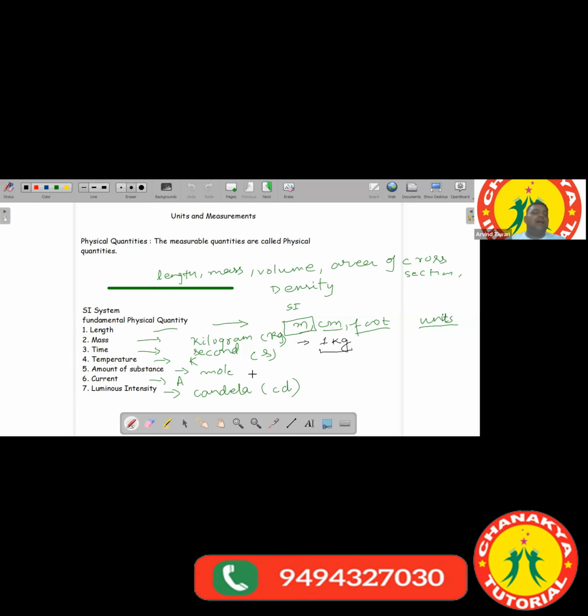So these are all SI system of units, and here we see that all the units, everything, they are standardized. All the units have been made into a standard, right?